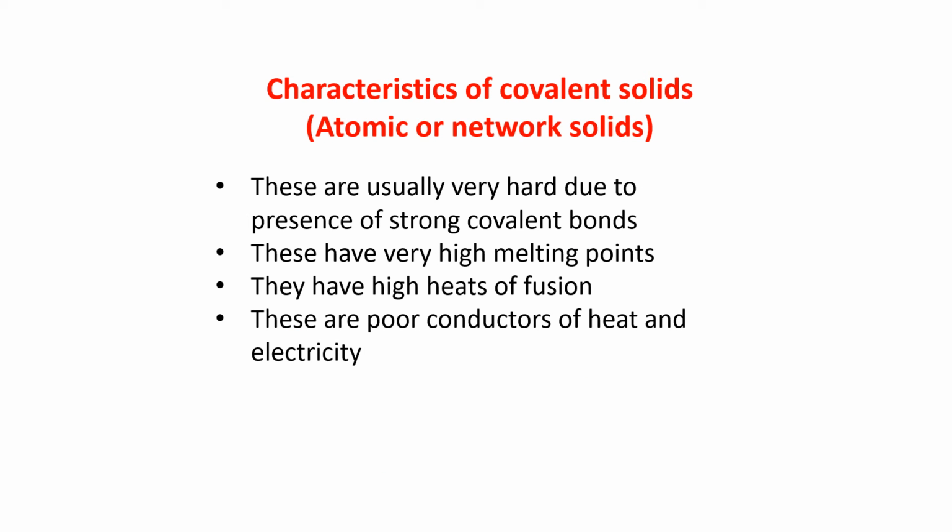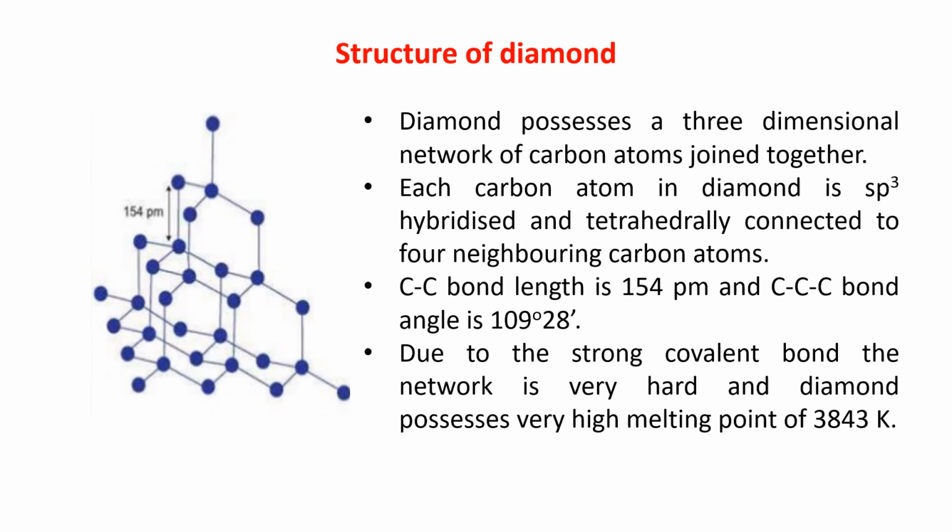Characteristics of covalent solids, atomic or network solids. These are usually very hard due to the presence of strong covalent bonds. These have very high melting points. These you all know about. They have high heat of fusion. They are poor conductors of heat and electricity because they are covalently bonded.